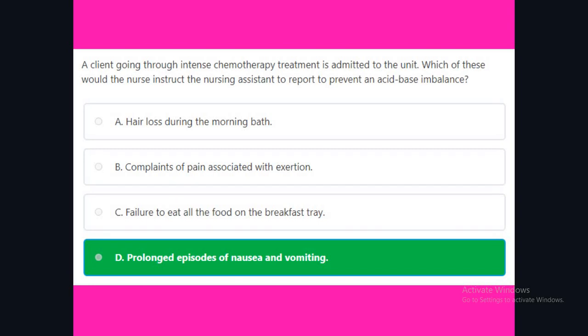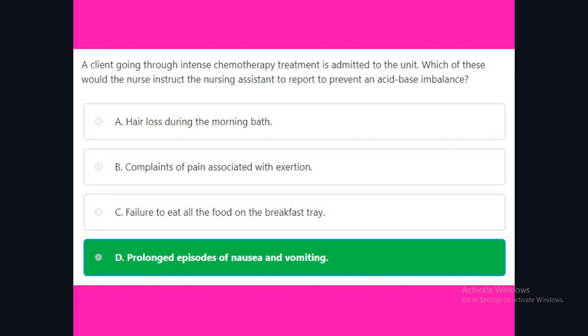Coming to some of the case example questions, like a client going through intense chemotherapy treatment is admitted to the unit. Which of these would the nurse instruct the nursing assistant to report to prevent the acid-base imbalance? So this is an indirect question, in which you have to assess which need will be a priority or should be reported immediately, right?